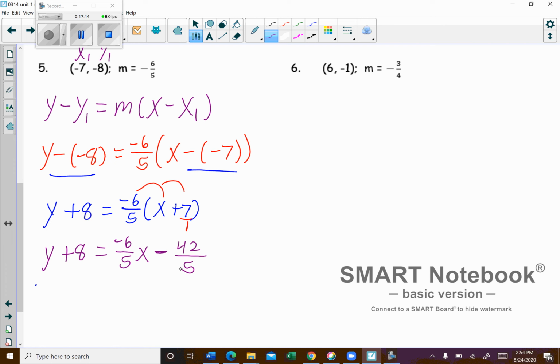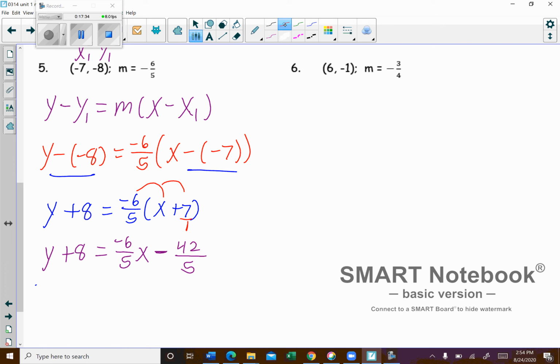So I was multiplying a negative by a value that was addition. You kind of think of it as a positive and the negative: positive 7 times -6/5. So my result becomes a minus 42/5.